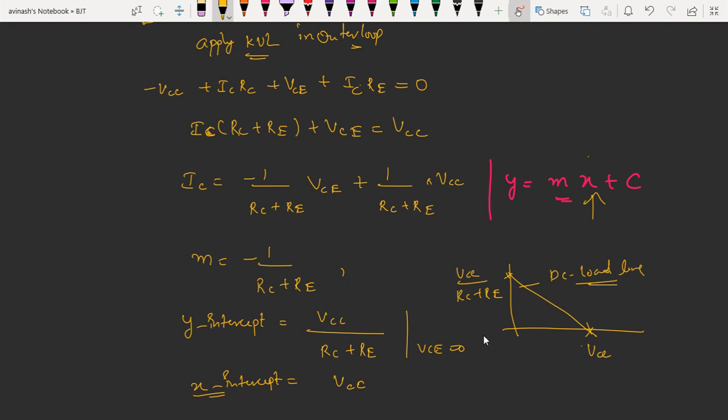Now we have to find the operating point. Operating point means we have to find the VCE comma IC. Okay, we have the value of IC, we also have the value of VCE. Then we can find the value of operating point, where it is lying. If it is exactly lying in the center, then Q will be in the active region. Active region means it will be used as an amplifier. If it is lying exactly at this corner, this is cut off. If it is exactly lying here, this is saturation. Hope this point is clear to everyone.